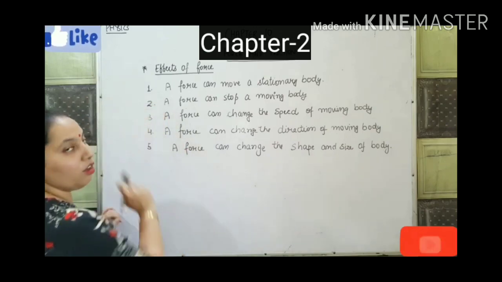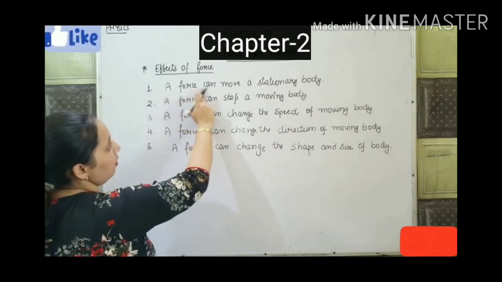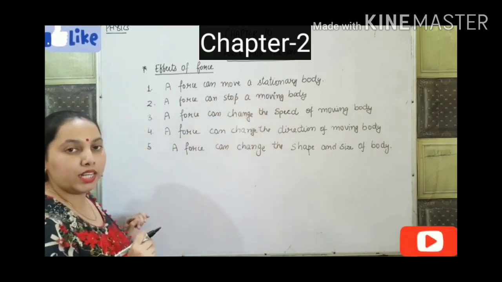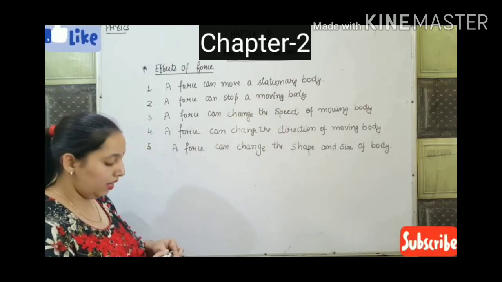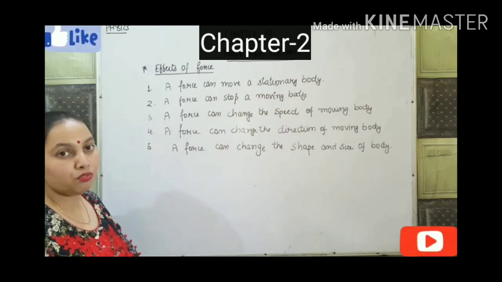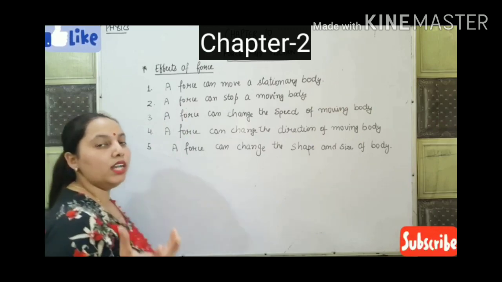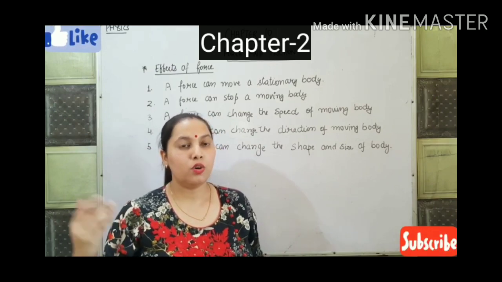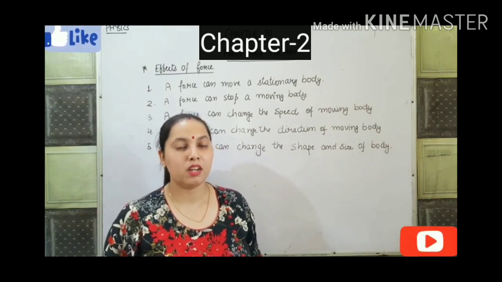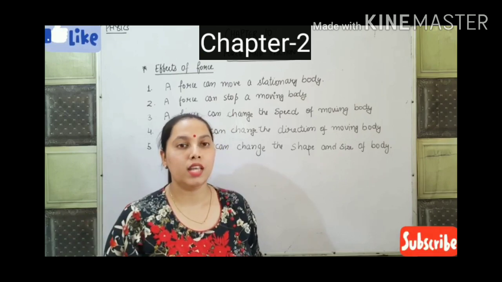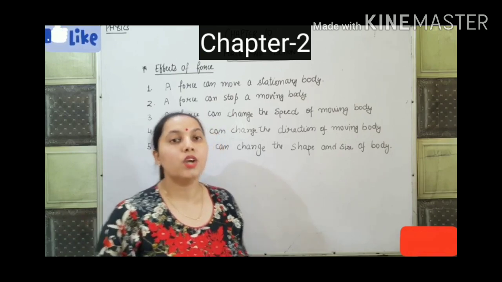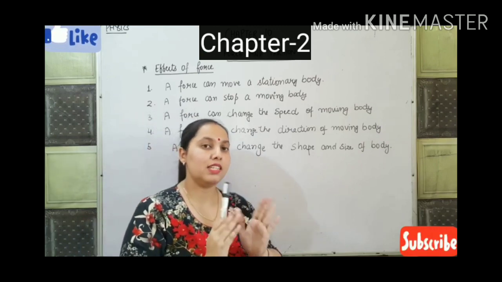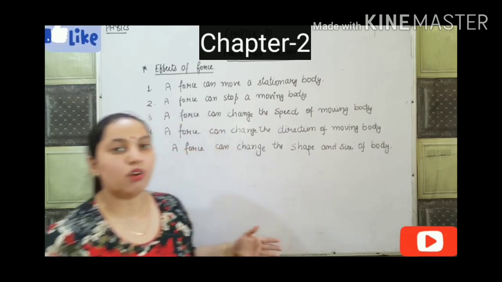The first effect of force is that force can move a stationary body. Stationary body means a body at rest. When any object is at rest, you can make it move. For example, a ball is lying on the ground. It is stationary, it is at rest. You come and kick it. What will happen? The ball starts rolling. It means you have applied a kick, you pushed it, and the body at rest starts moving. It means force is done.